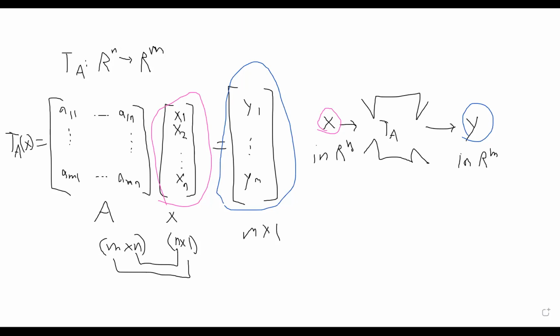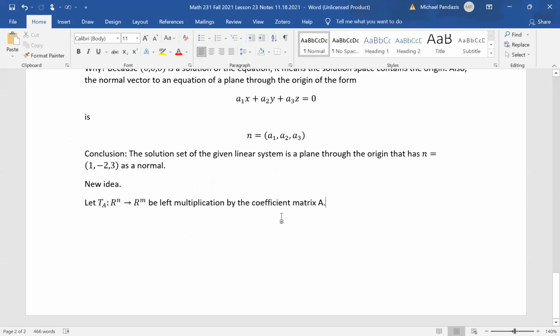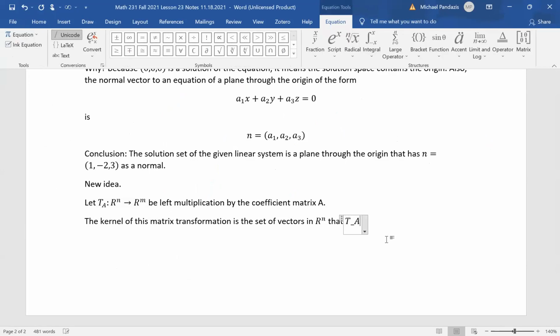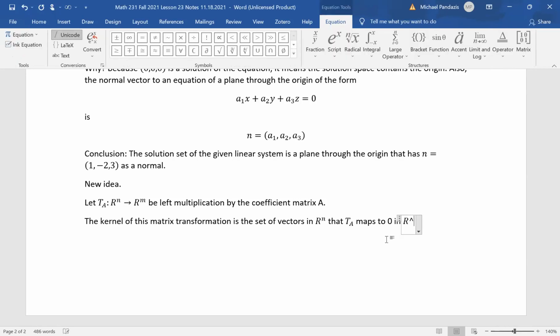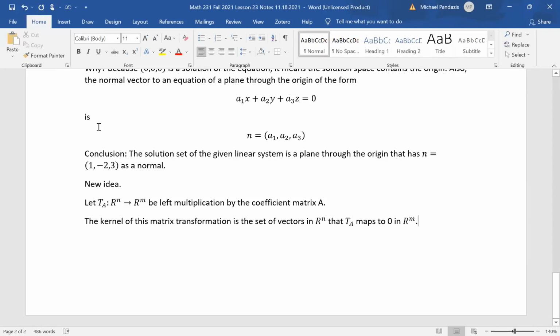Okay. So let T sub A from Rn to Rm be left multiplication by the coefficient matrix A. The kernel of this matrix transformation is the set of vectors in Rn that T sub A maps to 0 in Rm. Okay, so the kernel of this matrix transformation is the set of all vectors in Rn that T sub A maps to 0 in Rm.